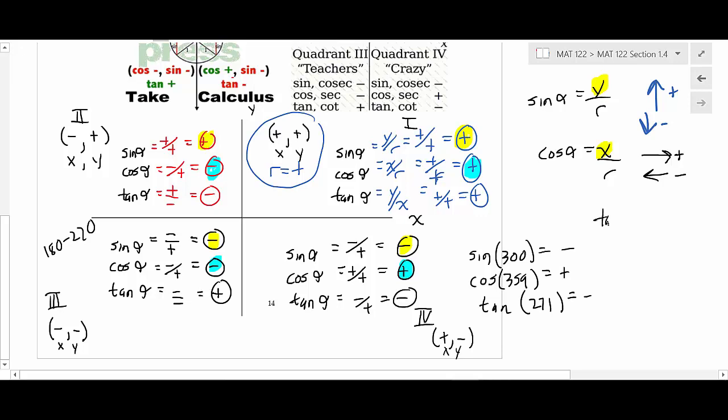And then the tangent is y over x. So what it turns out to be is where the signs are the same. Okay, so if you're in quadrant 1, both x and y are positive, and if you're in quadrant 3, x and y are negative. So the tangent turns out to be positive here and there, in opposite quadrants, and it turns out to be negative in opposite quadrants. So it's where x and y have the same sign. So that's one way you can figure that out.